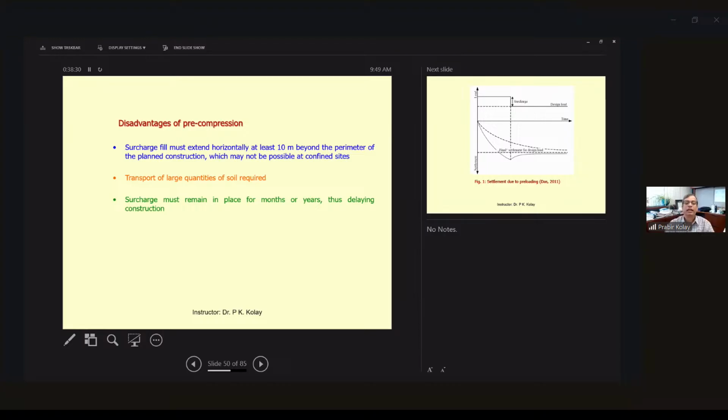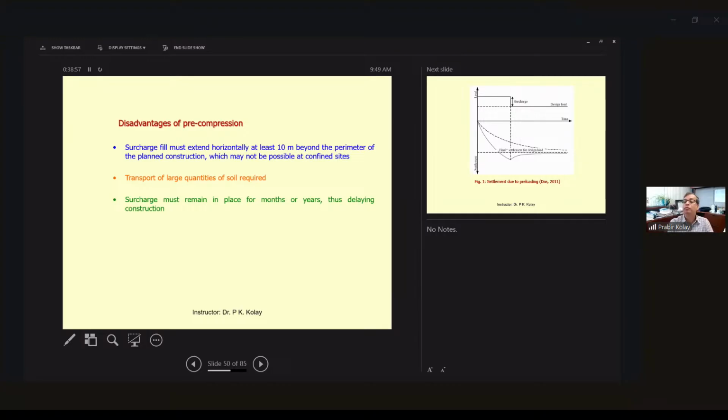This is the point. Then the surcharge must remain in place for months or years. Thus the delay construction. So when we don't need the construction to be faster, just delay construction. So then you just wait, keep that load, and then just leave it for some time, and then see the consolidation and do it.